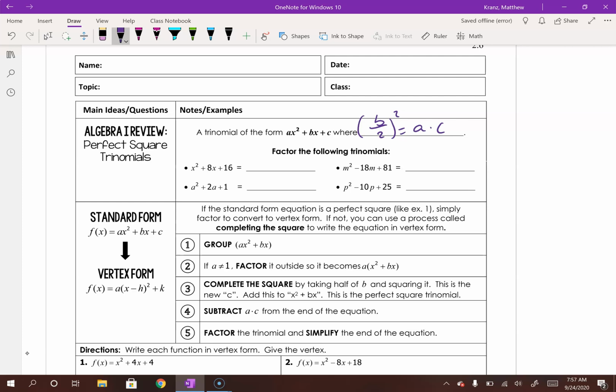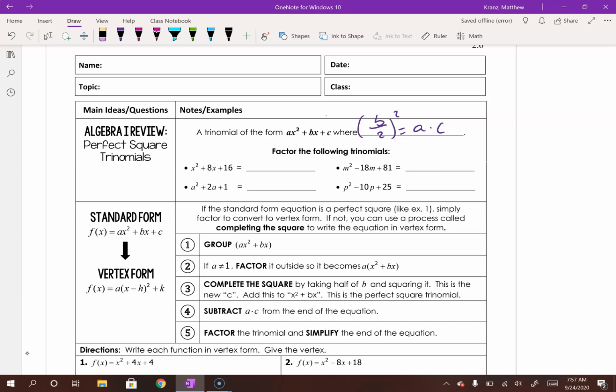Right? So basically what that means is if you have a 4 here, okay, if we divide it by 2 and square it, it's going to equal 4. Okay, and that should equal the a times c. So if this was 1 and this was 4, that would be fine. It's just a small little algebra review thing.